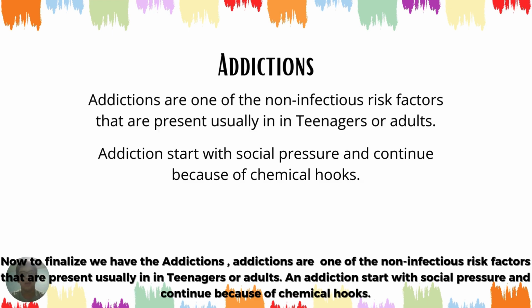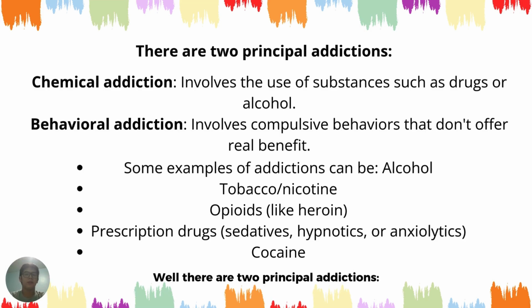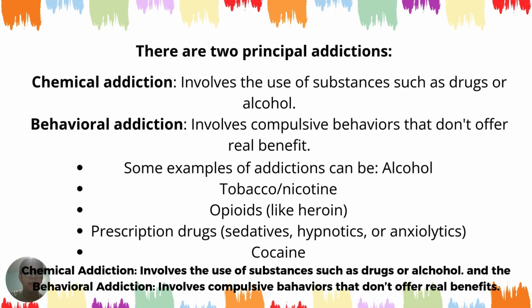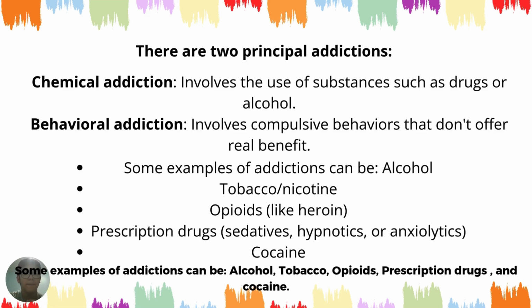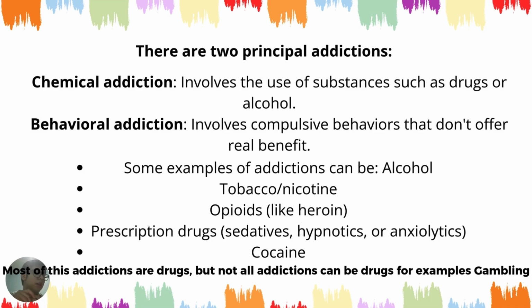Now, to finalize, we have addictions. Addictions are one of the non-infectious risk factors that are usually present in teenagers or adults. Addictions start with social pressure and continue because of chemical hooks. There are two principal addictions. Chemical addiction involves the use of substances such as drugs or alcohol, and behavioral addictions involve compulsive behaviors that don't offer real benefit. Some examples of addictions are alcohol, tobacco, opioids like heroin, prescription drugs, and cocaine. Most of these are drugs, or it can also be things like gambling.